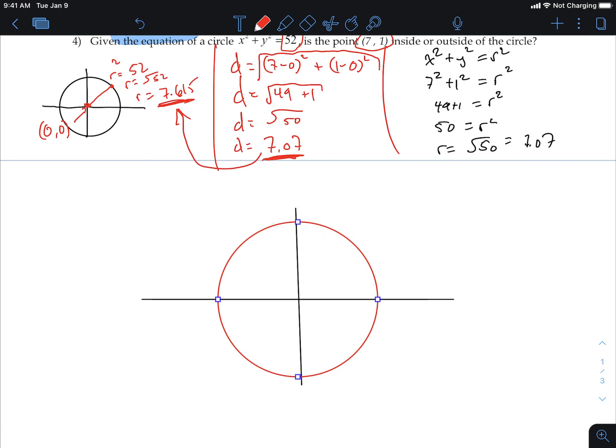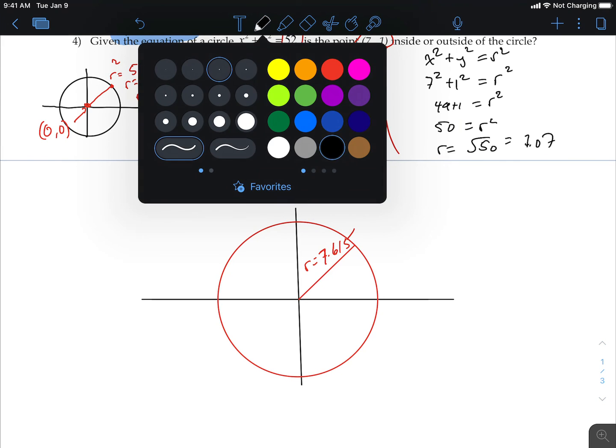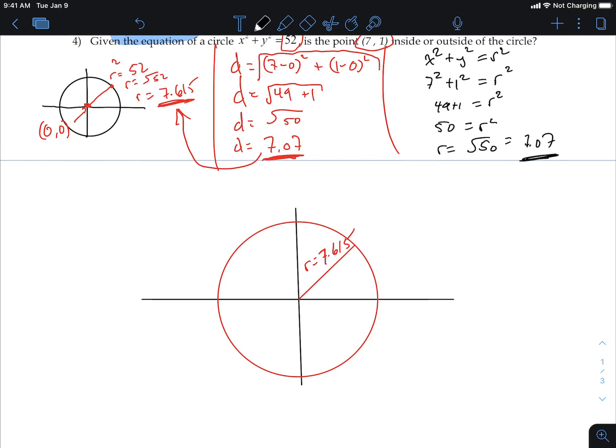What's the radius of the red circle? We said it had a radius of... The question is asking us, is the point inside the circle or outside the circle? Or does it create a circle that's bigger or smaller than the one from the beginning? That's what it's asking us basically, right? So I'm going to draw the black circle now. It's saying it has a radius of 7.07. Well, that's smaller than this number, so it better be on the inside, right?